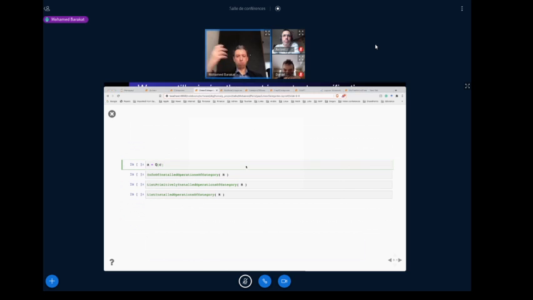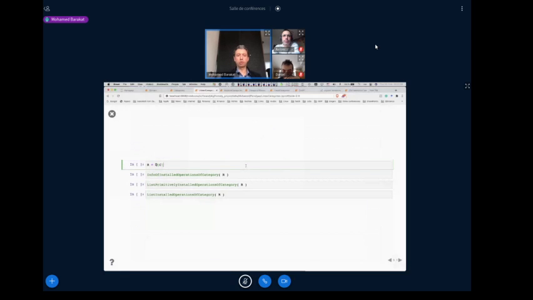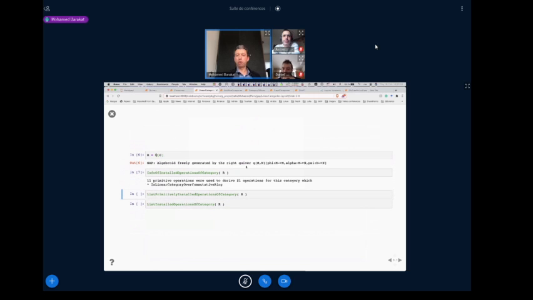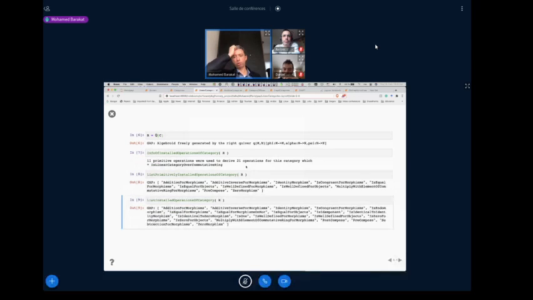So this is exactly like the group algebra. It's the same construction, but it can be applied to categories and not just groups. Groups are groupoids on one point. So this is telling me I'm the algebroid freely generated by the right quiver. And I see now there are 21 operations installed for this data structure called category, coming from 11 primitive algorithms. And here are the 11 primitive algorithms, and here are all the 21 operations that got installed.